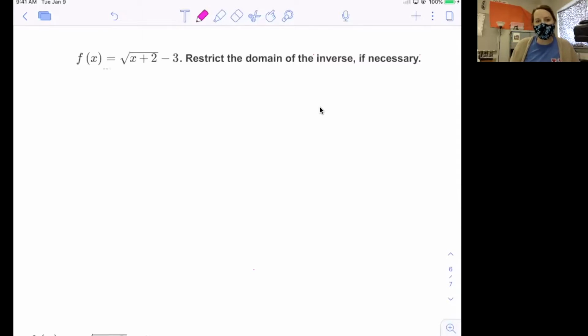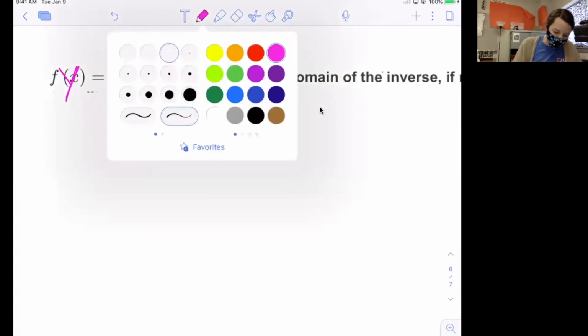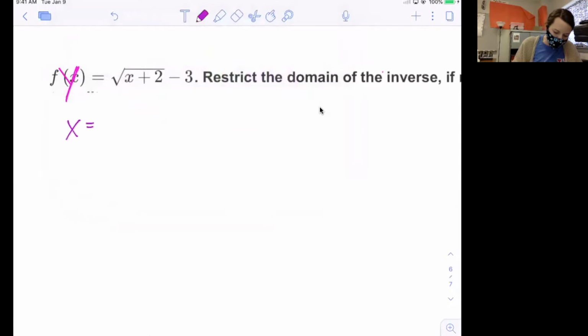This first question says f of x equals the square root of x plus 2, minus 3. Restrict the domain of the inverse if necessary. Our first step in finding the inverse is to change f of x to y, and then we switch our x and our y. So we have x equals the square root of y plus 2, minus 3. Then we work in reverse order of operations, moving everything away from the y. We've got to isolate the y.